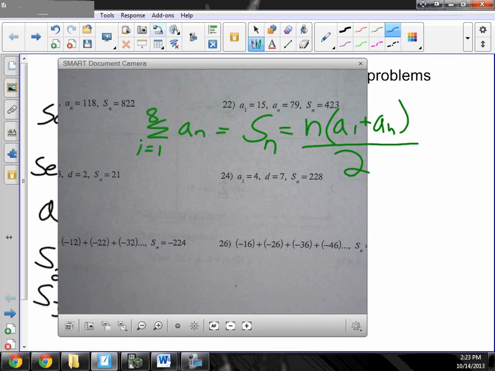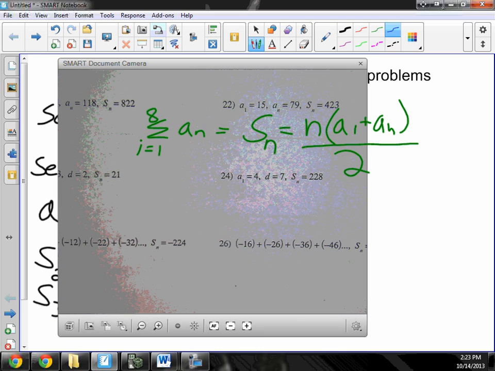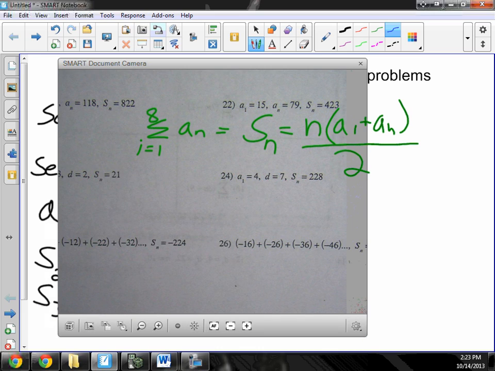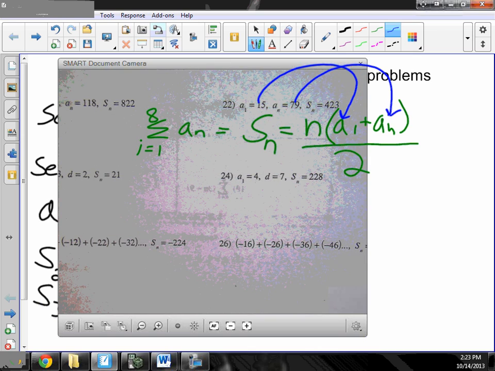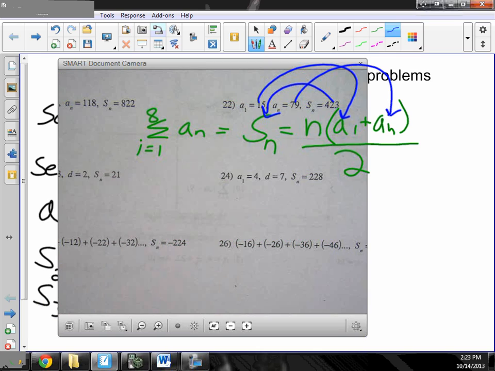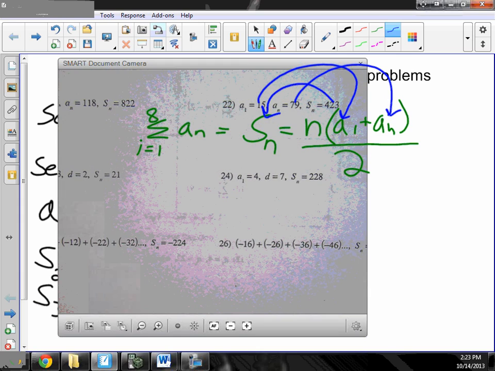So, for number 22, this is the equation for the sum of an arithmetic sequence, arithmetic series. So, if I look at number 22, I can plug 15 in for a sub 1. I can plug in 79 for a sub n. And I do know that the sum is 423. What am I looking for? I want to know n, which is the number of terms.